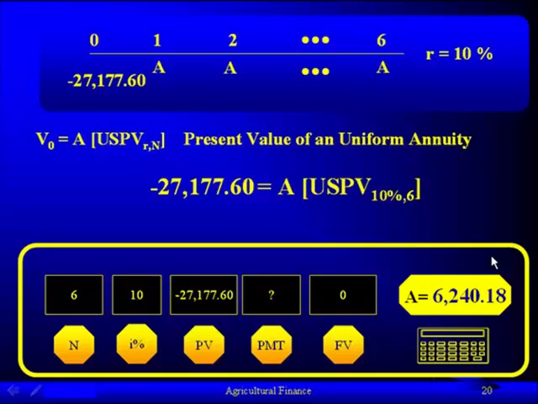$6,240.18. Now what does that $6,240.18 mean? That's the cost of what? Basically the cost of having your money invested in that tractor and the loss of value because it's depreciating, in this particular case, $25,000, isn't it?